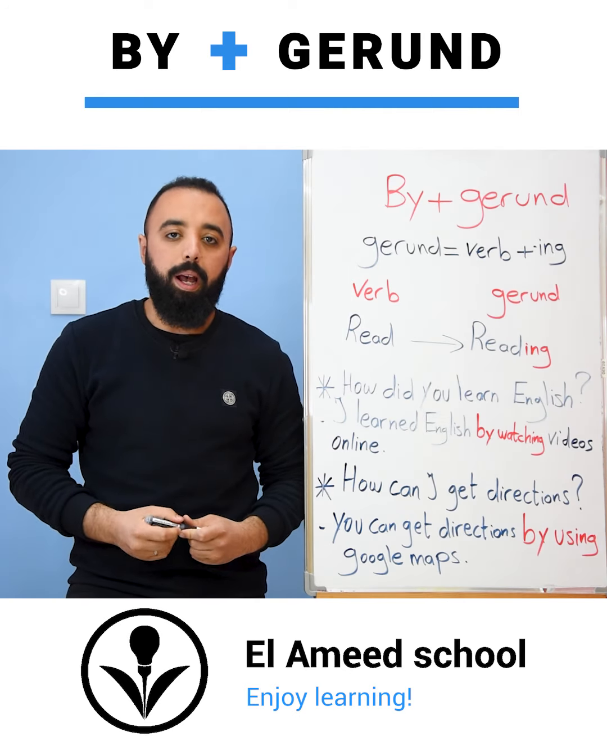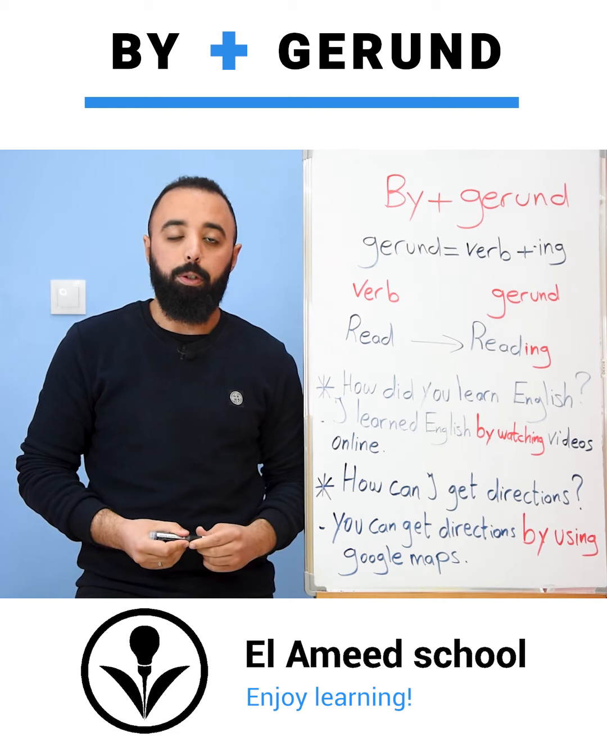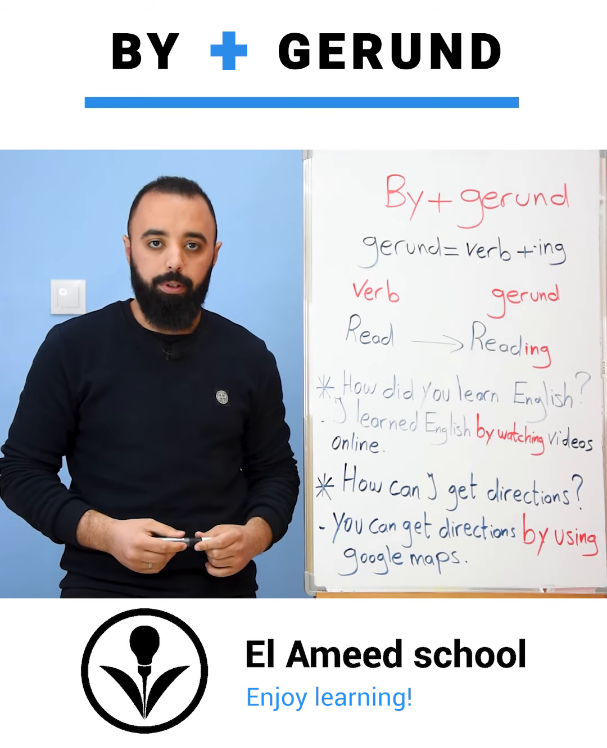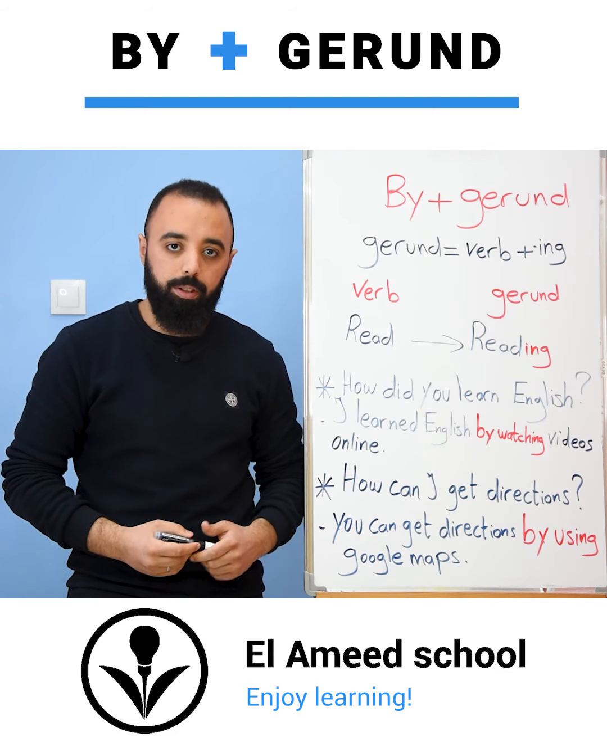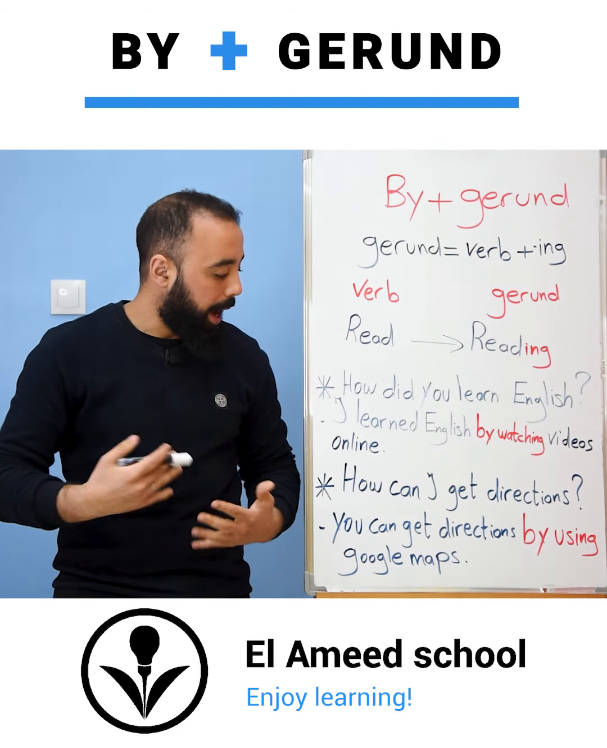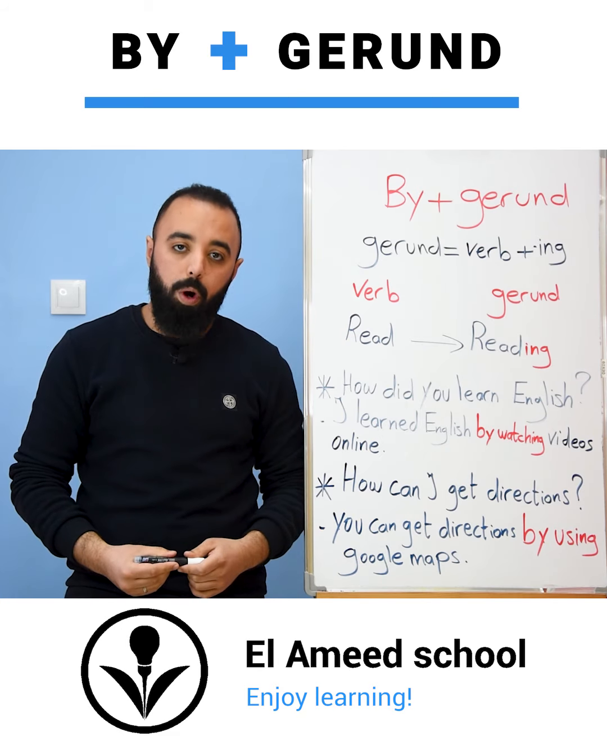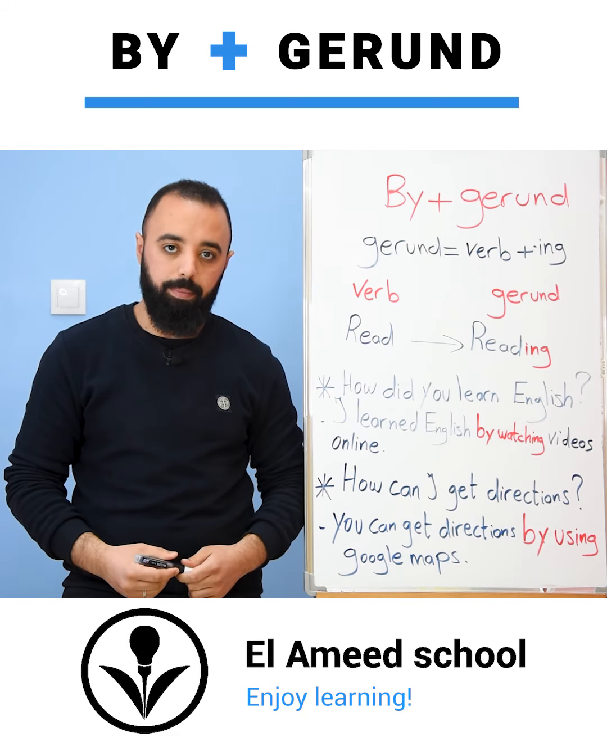Generally, questions that ask for an explanation start with the question word, how. For example, we have this question here: how did you learn English? You can explain that by saying that I learned English by watching videos online.